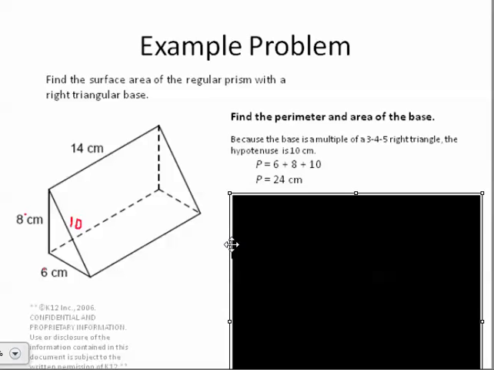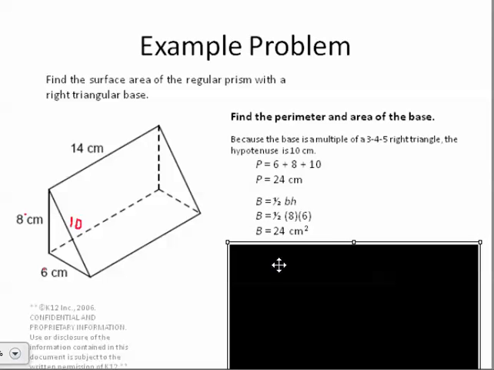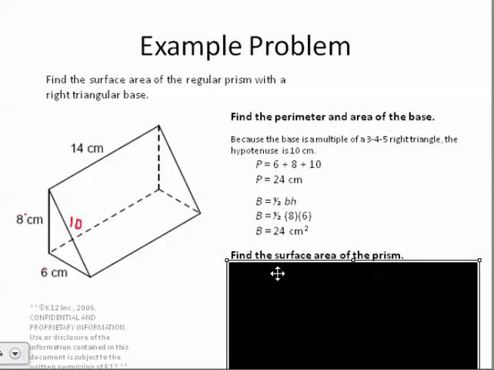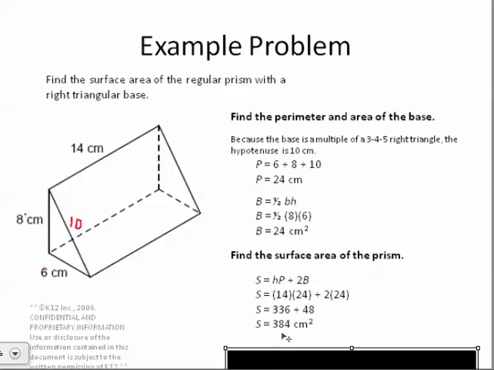Cool. Now let's find the area of that. 6 times 8 is 48. You take half of that, it's 24. So my area is also 24. Now I'm going to take 2 times that area. I'm going to take 24 times 14. And I would wind up with 384.